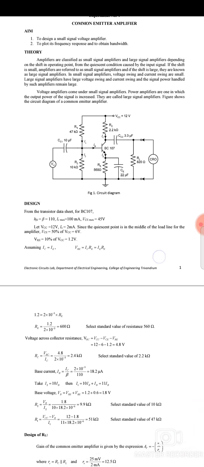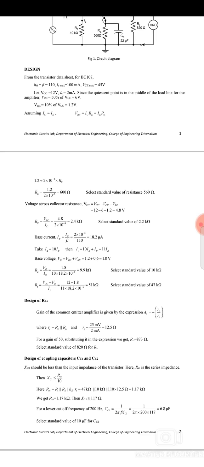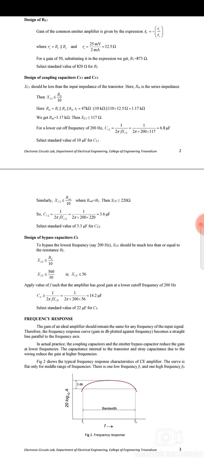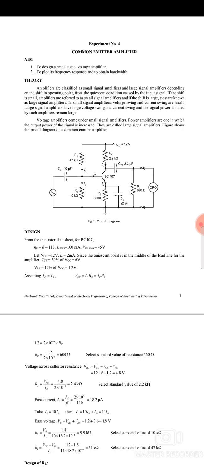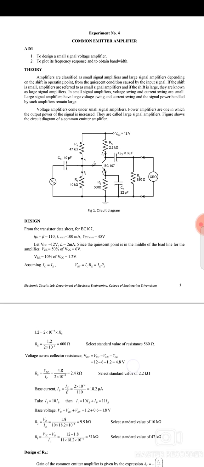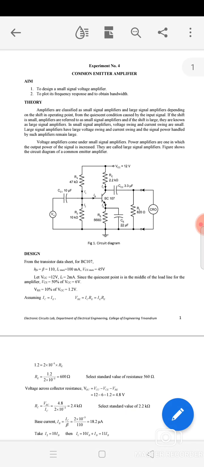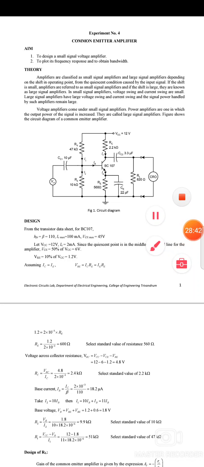So for finding the components, you have to follow this procedure, right? This subject is electronic circuit analysis and design: how to design the common emitter amplifier circuit. With this procedure you will design the amplifier circuit, and you will get a good output response for the given input signals, right?